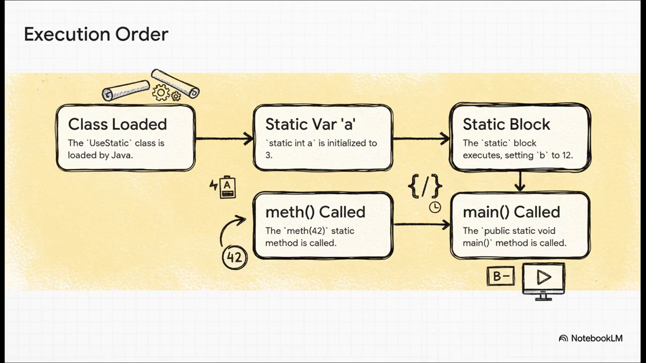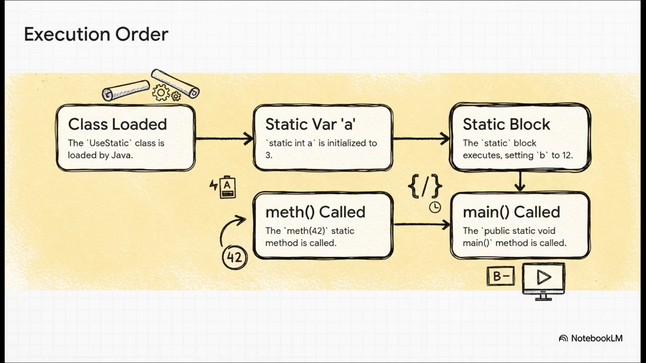All right, check this out. The most important thing to see here is what happens before the main method even gets a chance to run. The moment Java loads this useStatic class, it does a quick scan for anything marked static. First, it finds static int a and sets it to 3. Bam, done. Then, it sees the static block and runs it immediately. It prints out that message and sets b to 12. Only after all of that static business is taken care of does Java finally say, okay, now I'm ready to call the main method.